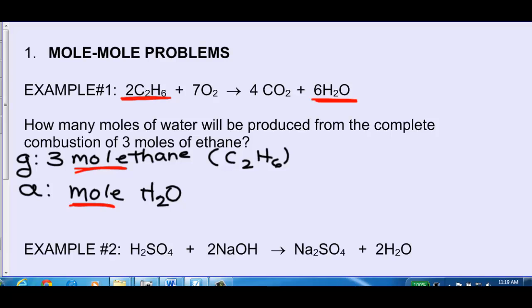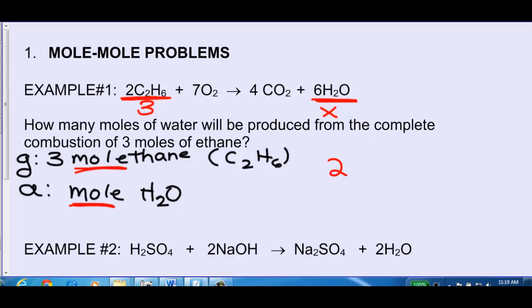Okay? Now we're going to put the given information under who it's given about. We're given 3 moles of ethane. So we're going to stick the 3 under the ethane, and they're asking us for moles of water, so we'll put the X under our water. And now we have a proportion set up to solve.